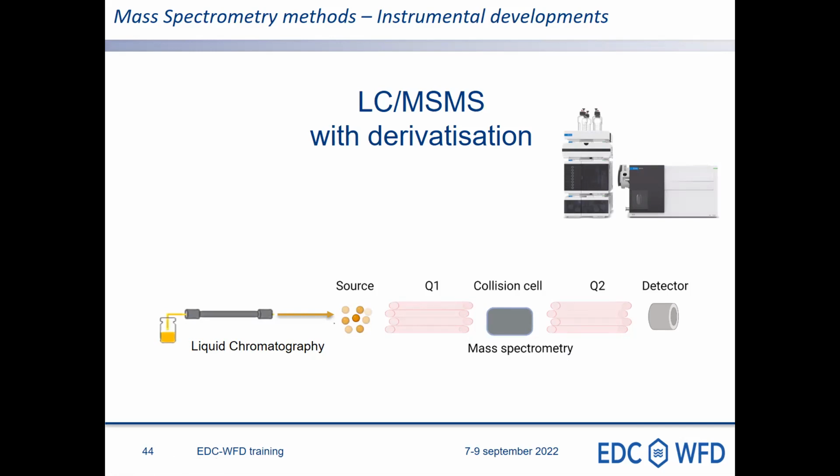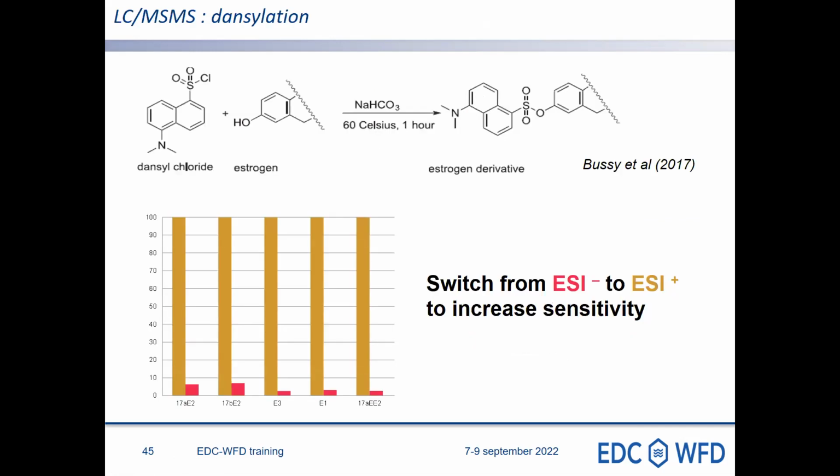Two strategies have been investigated. The first one is the dansylation approach, where you use dansyl chloride and, through a dansylation protocol, you add this function to the estrogen. And doing so, you switch from ESI negative to ESI positive ionization, and you significantly increase the sensitivity. So it is really a strategy that could be interesting to overcome the limitation of lack of ionization efficiency in negative mode. I will go back in depth just after.